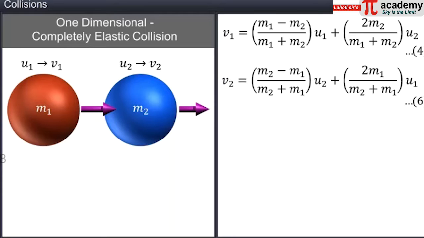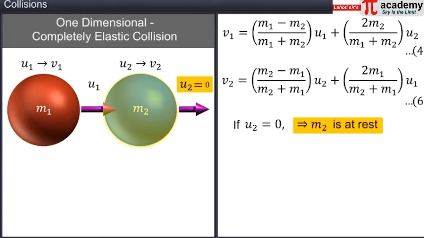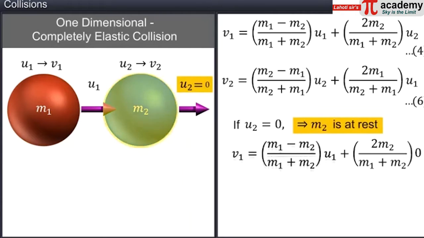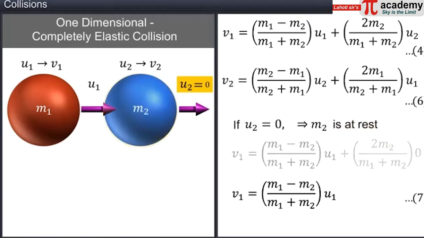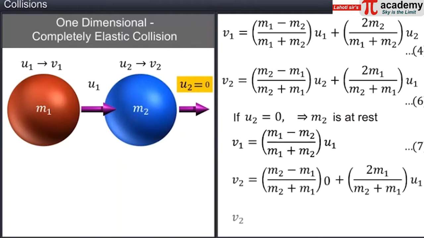As a special case, if we assume that m2 was at rest before the collision, then u2 will be 0 and v1 reduces to v1 is equal to (m1 minus m2) by (m1 plus m2) into u1. Let this be equation 7. And v2 is equal to 2m1 by (m2 plus m1) into u1. Let this be equation 8.